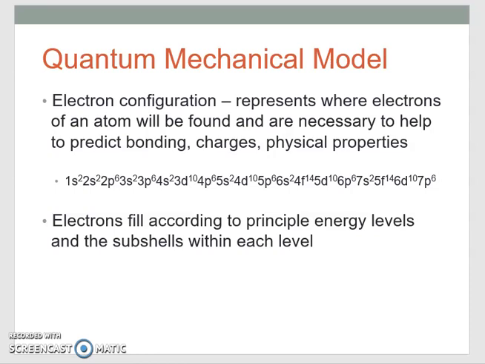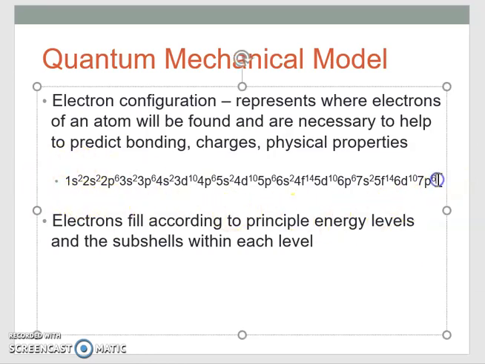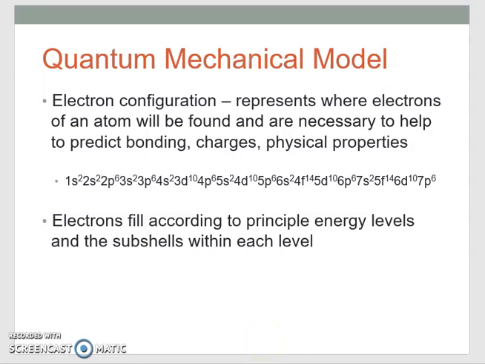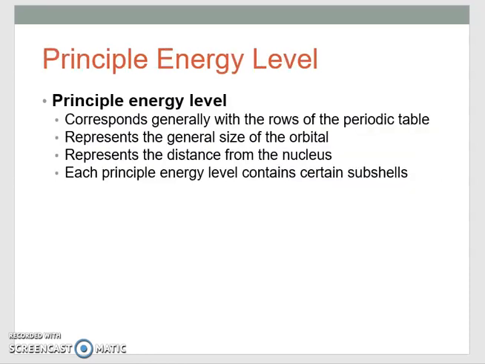Electron configurations tell us where electrons can be found, and they're necessary to help with predicting bonding, charges, and physical properties. This is what you might see. Our electron configuration might look something like this, where we have all of these numbers together. This would be all of the electron configurations possible if you were at the last element on the periodic table. Electrons are going to fill according to the principal energy levels and the subshells that are within each level. So let's go ahead and define those terms.